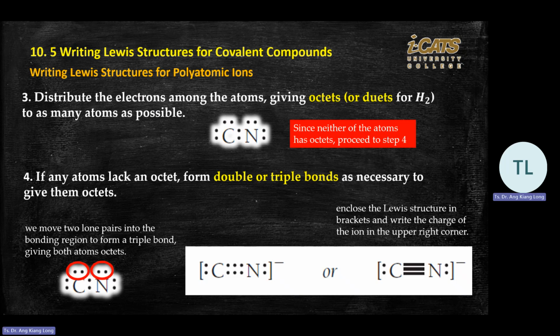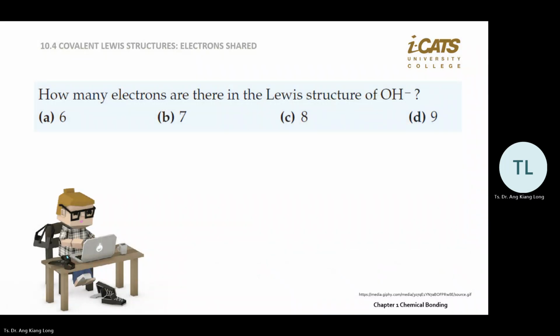So this is quite simple. The rest you read. This is just a quick check. In the exam, you won't see ABCD because you are taking the foundation already. So how many electrons are there in the Lewis structure of OH negative? Just count. This is a step number 2 question.